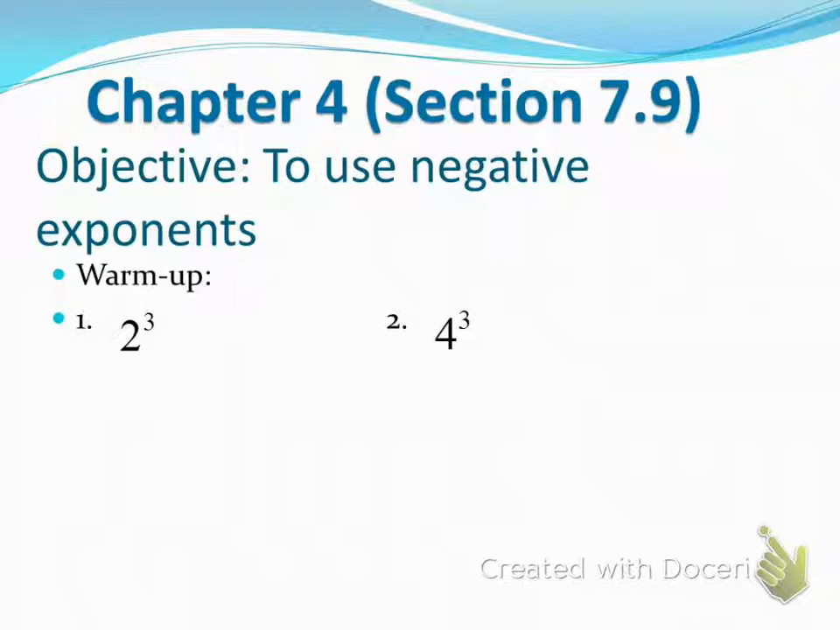Today we are still in Chapter 4, however, we are throwing in Section 7.9 because it has more rules of exponents. I'm not sure why the textbook did not include this with all the other rules, but they threw it into Chapter 7 instead. So we're going to cover it now. Our objective will be to use negative exponents. But first, our warm-ups. These are pretty easy warm-ups, pretty straightforward.